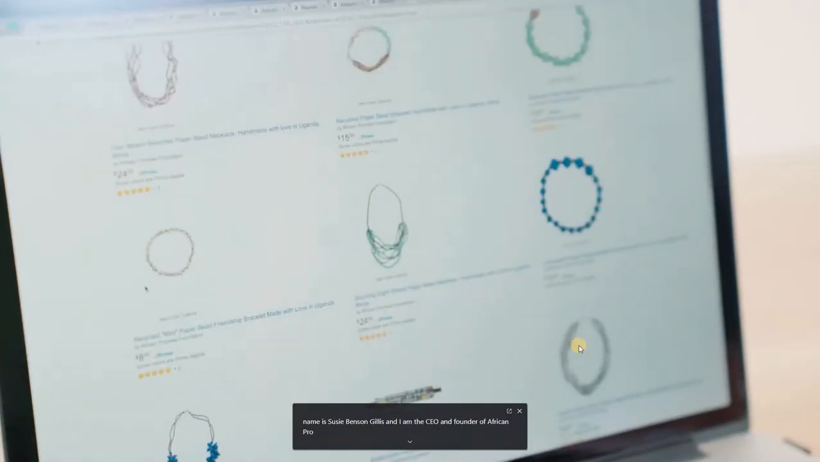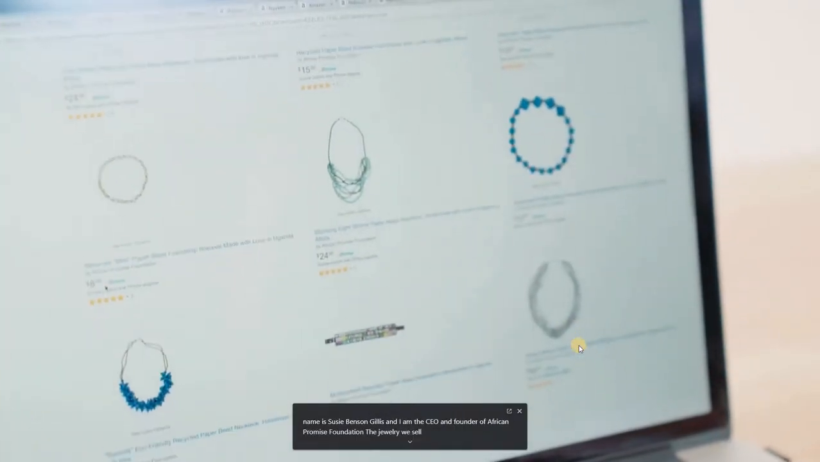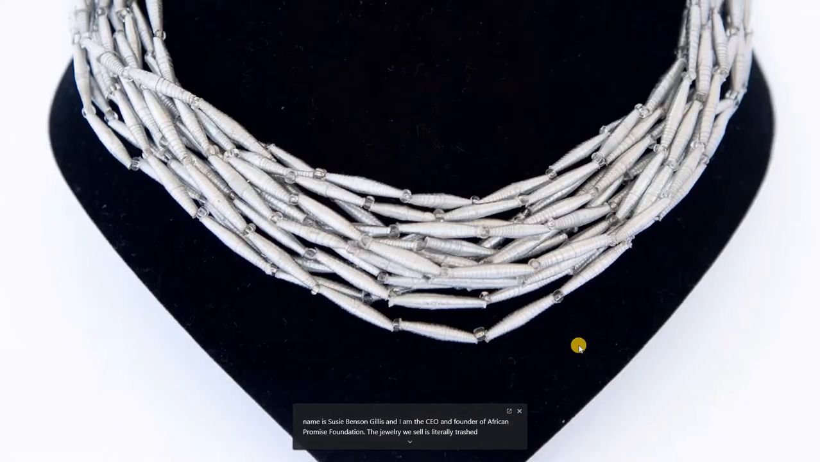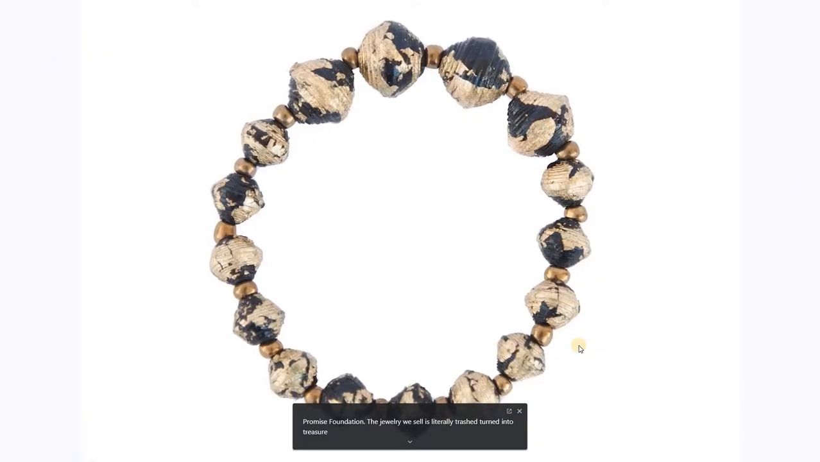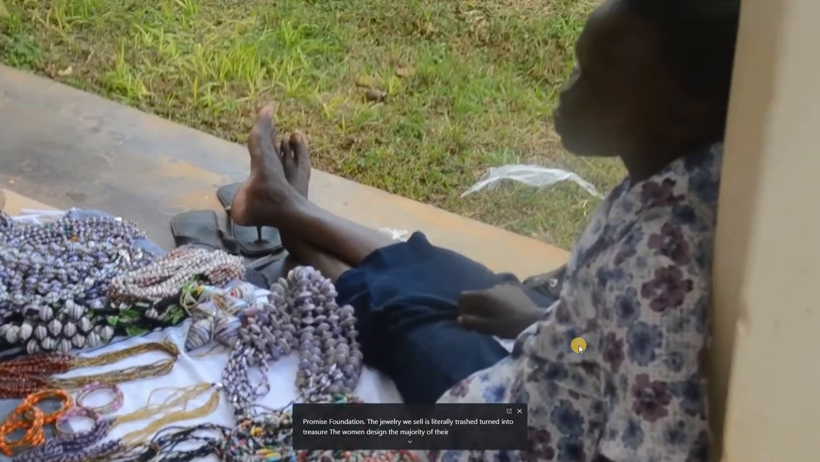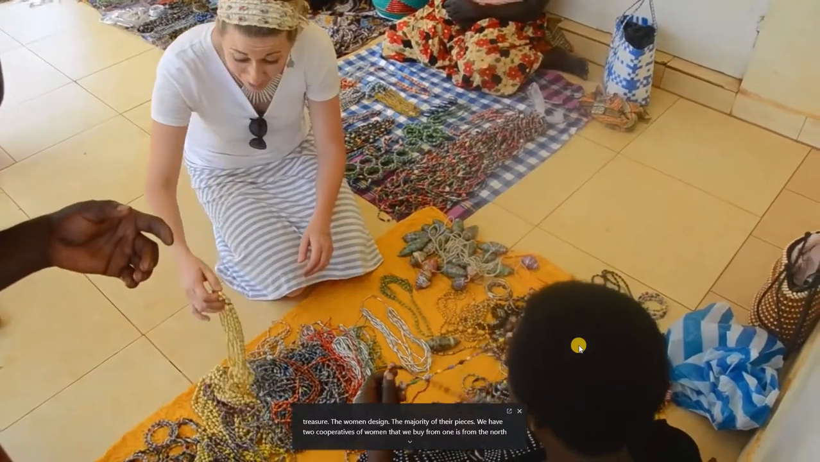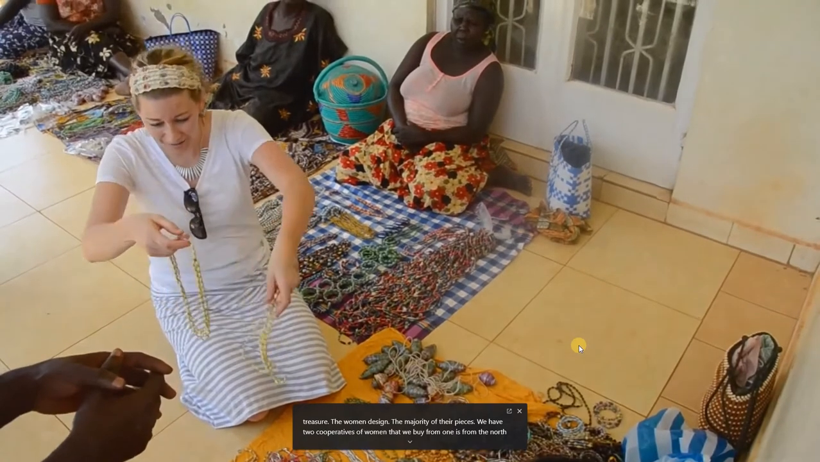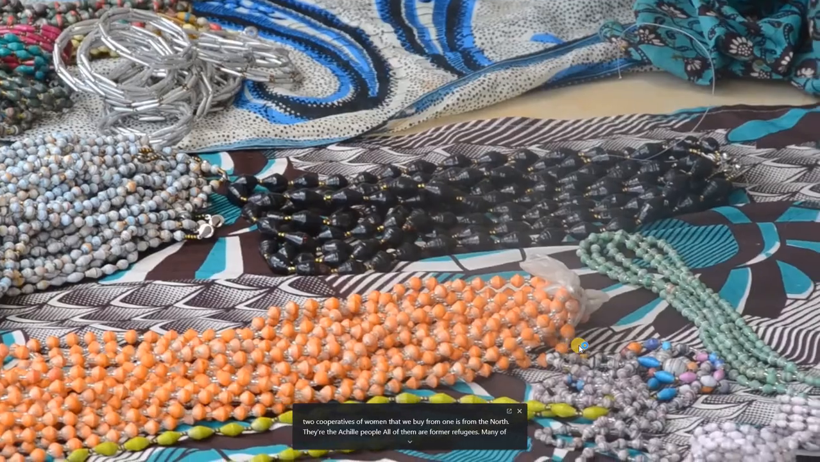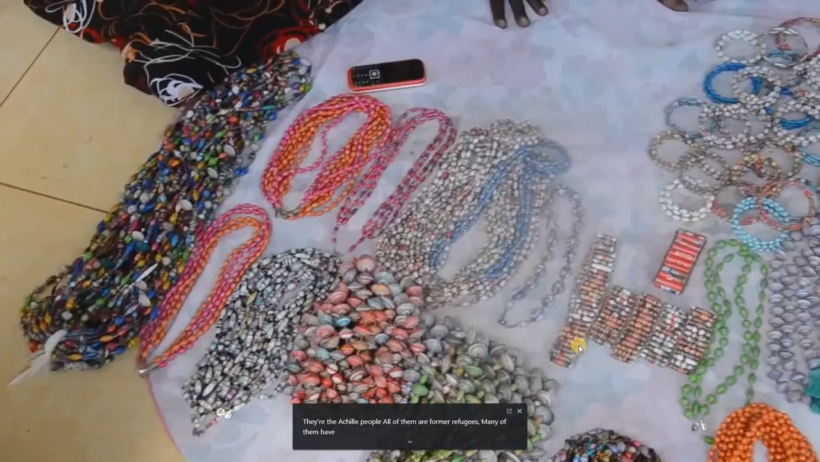The jewelry we sell is literally trash turned into treasure. The women design the majority of their pieces. We have two cooperatives of women that we buy from. One is from the north. They're the Acholi people. All of them are former refugees. Many of them have HIV and AIDS, and all of them are caring for orphans. And then we have another cooperative in the southern part of the country.